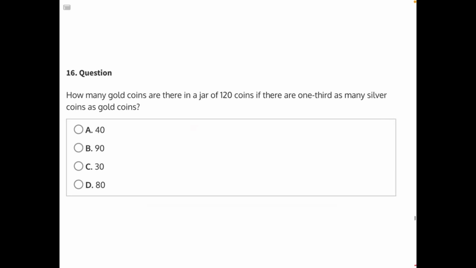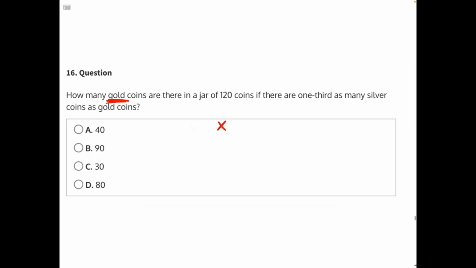How many gold coins are there in a jar of 120 coins if there are 1/3 as many silver coins as gold coins? Let's consider what the question is asking for. The question is asking for gold coins, and we don't know how many gold coins we have. That is an unknown, so we can call that x.